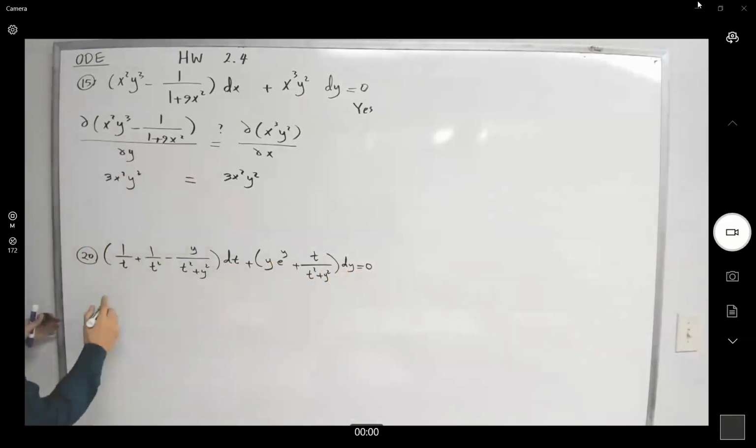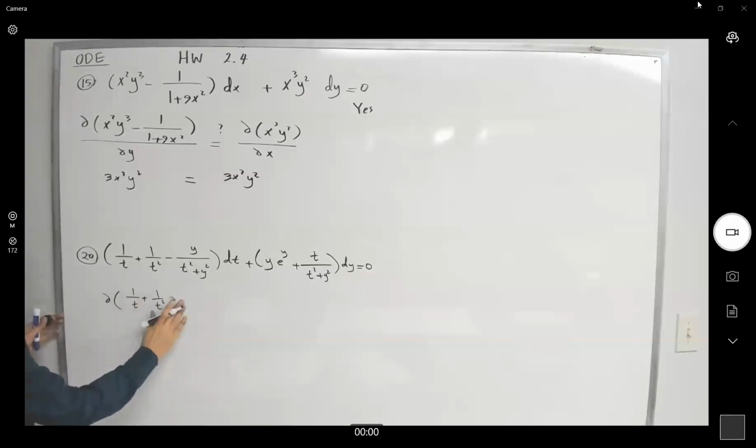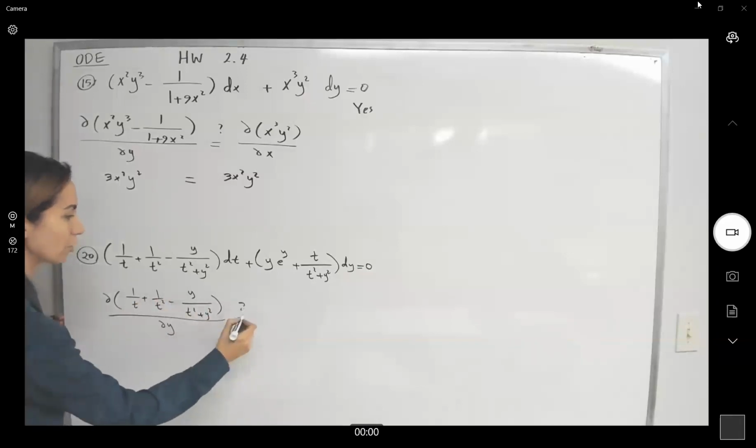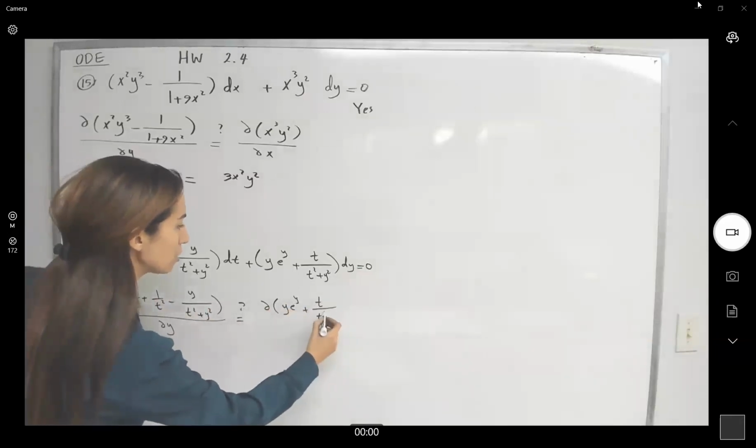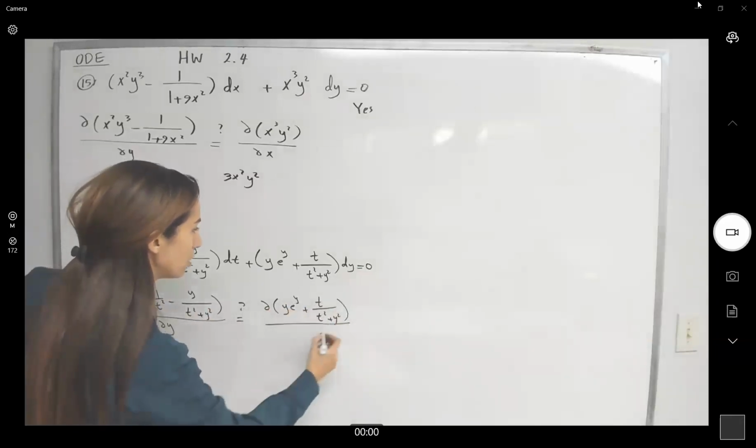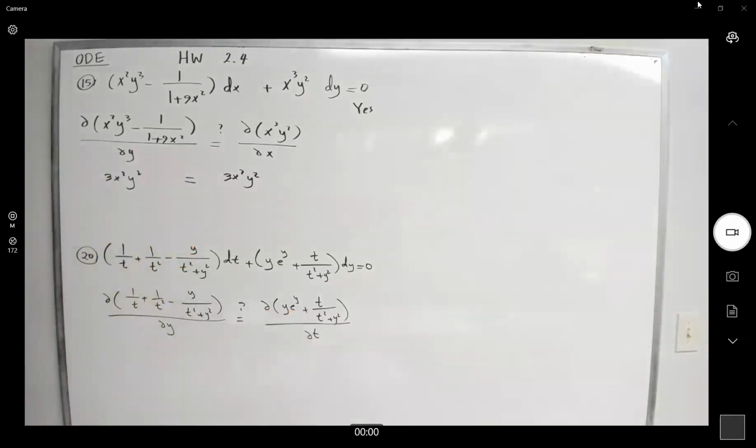So the partial derivative of m, minus y over t squared plus y squared, with respect to y equals the partial derivative of n, y e to y plus t divided by t squared plus y squared, with respect to t. Okay. We need to check each of these partial derivatives separately and check to see if they're equal to each other or not. So here you don't have any y, it's going to be 0. This guy is also 1 over t squared, it doesn't have any y, it is 0.